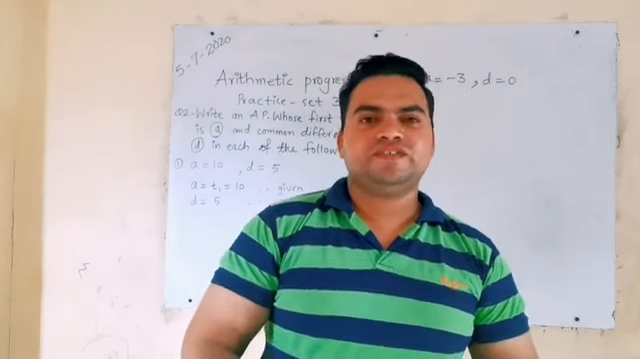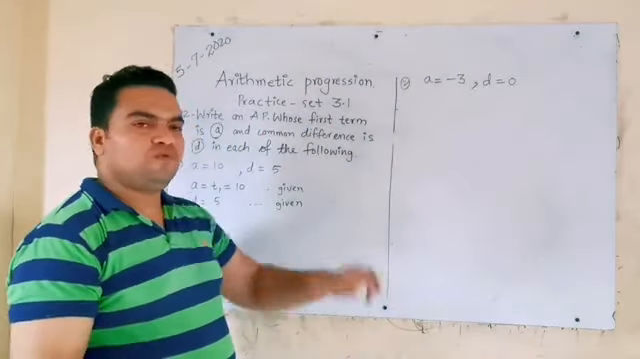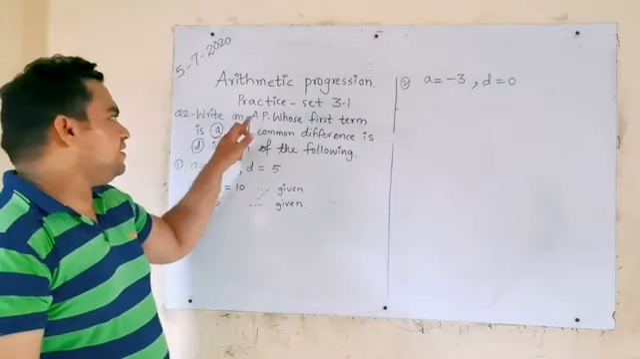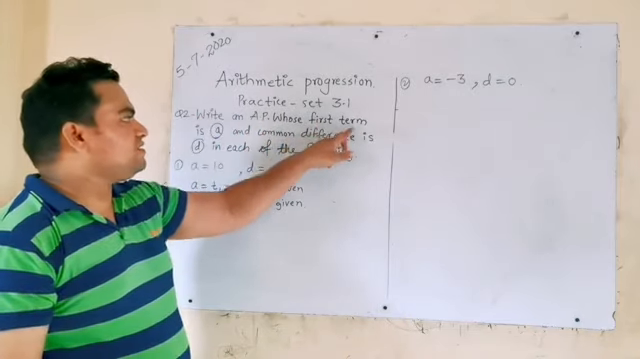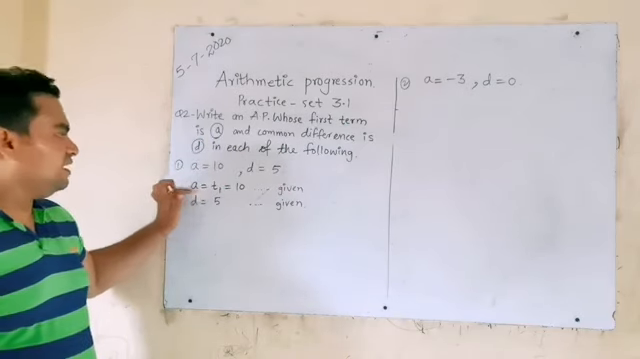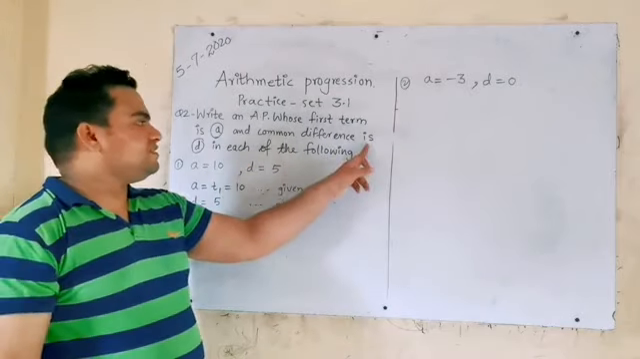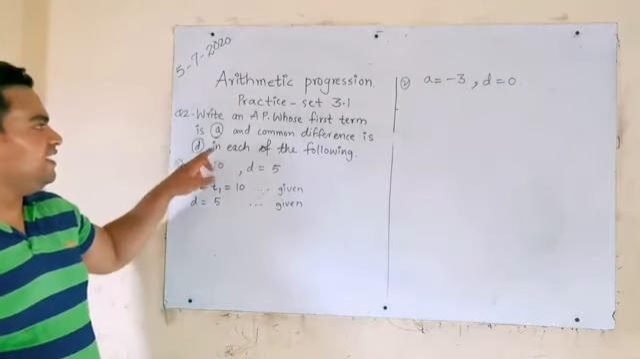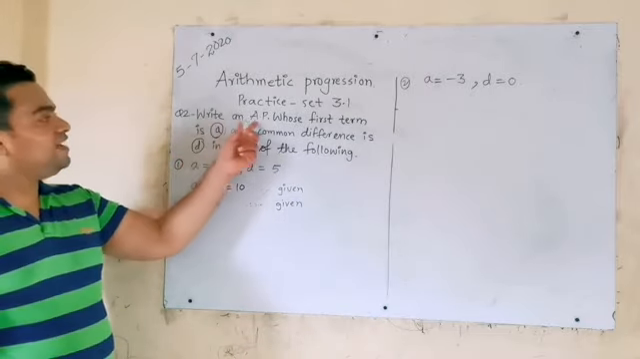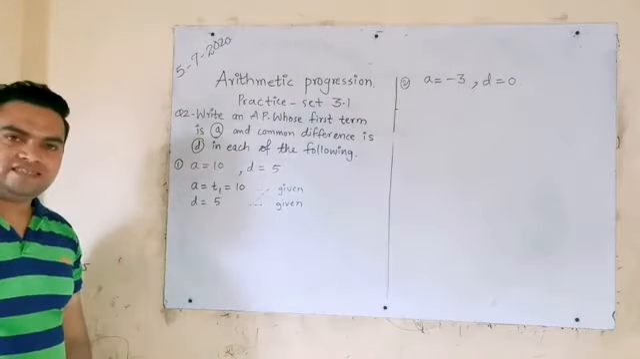Hello everyone. So now we will be continuing with practice set 3.1, question number 2. What is question number 2? Write an arithmetic progression whose first term is a, means first term, that is T1. It is also denoted by small a, and common difference is small d in each of the following. So here we have to write an arithmetic progression. It means we have to write the sequence. Is it clear?